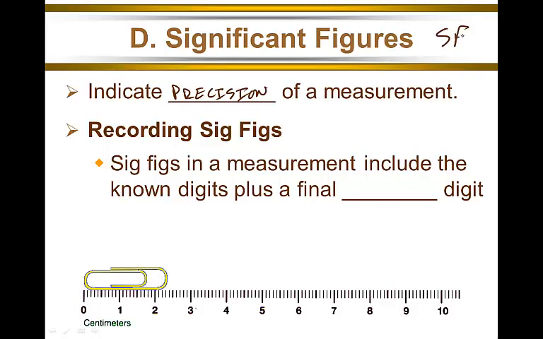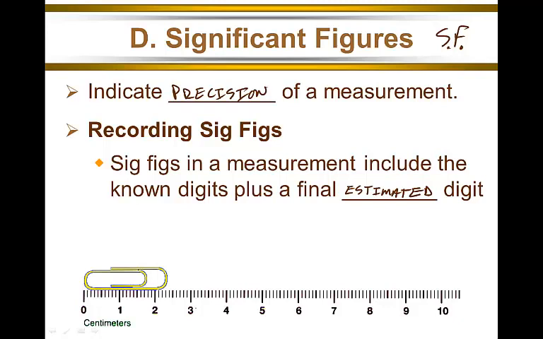I'm going to put SF up here because I always use SF because I'm lazy. My handwriting's bad. The thing is, in chemistry, we have different instrumentation, and different instrumentation means you're going to have different precisions. So we need to pay attention to the digits that we record. So, recording significant figures: sig figs in a measurement include the known digits.